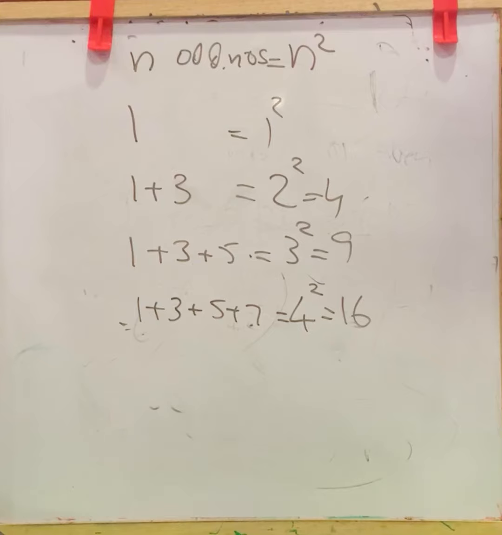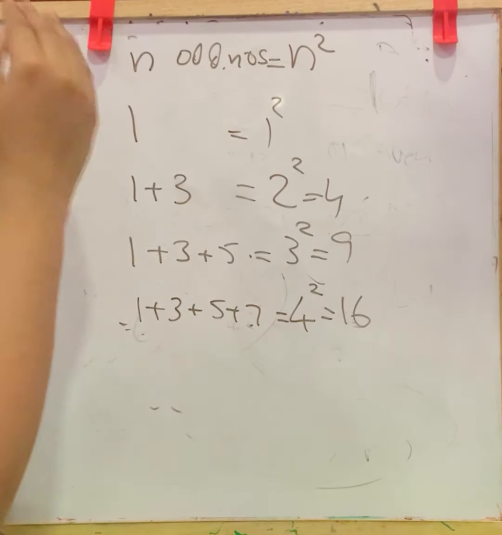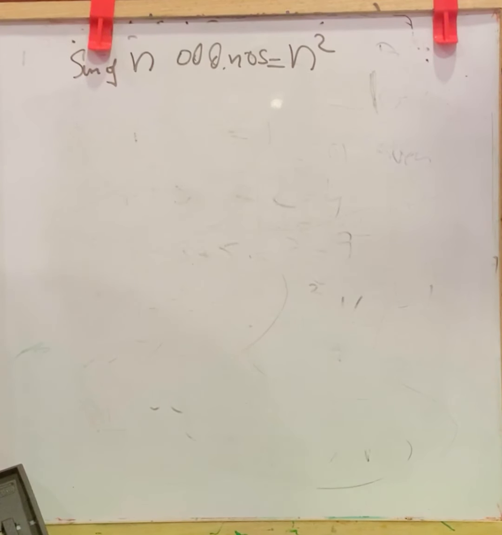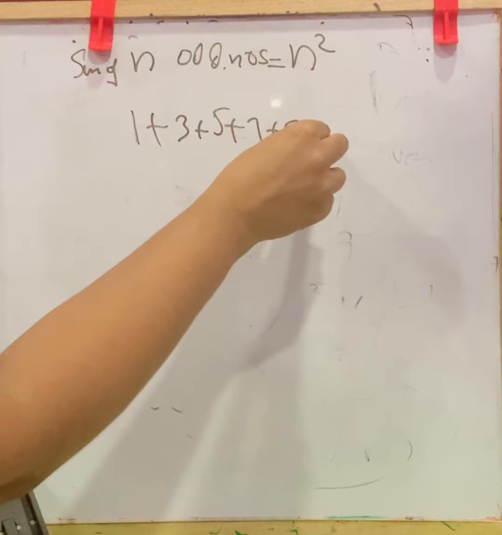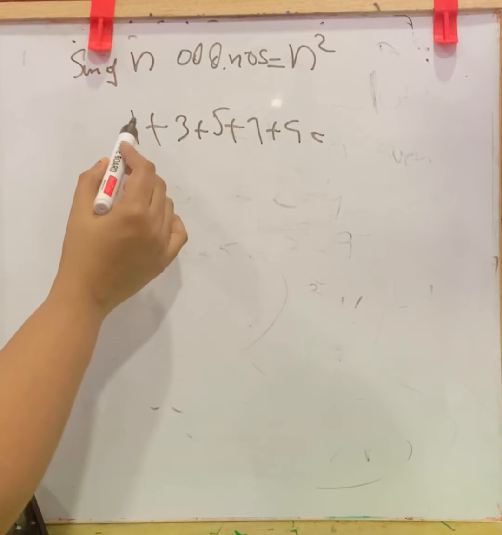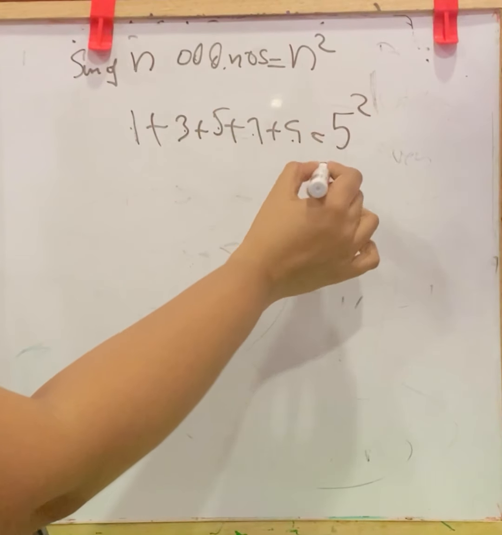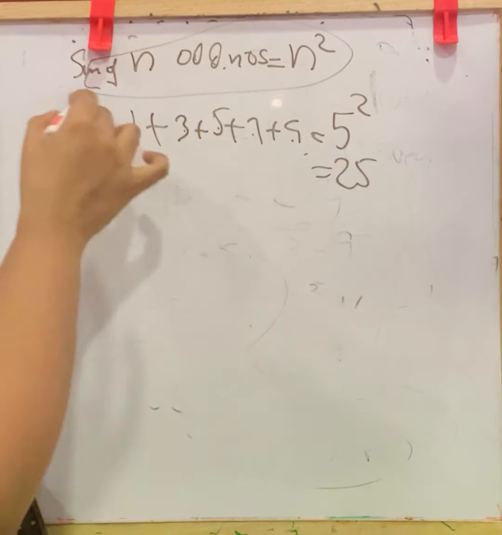So we are using this pattern for the next question. That is, the sum of n odd numbers will be n square. So let us move to the next question. Without adding, find the sum 1 plus 3 plus 5 plus 7 plus 9. Here how many odd numbers are there? 1, 2, 3, 4, 5 odd numbers. So the result will be 5 square, that is, the result is 25. We didn't add it. We just applied this method.